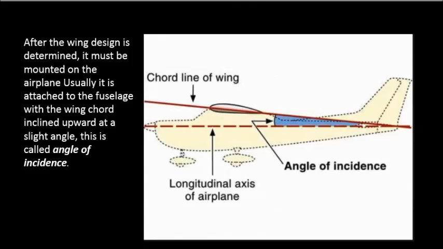Usually, it's attached to the fuselage with the wing chord. Back to our airfoil terminology, the chord separates the upper and the lower camber of the airfoil or wing. It's kind of pointed upward a little bit, and this point upward is called an angle of incidence. It's the angle between the longitudinal axis of the airplane, which is right here, nose to tail, and then they kind of angle it up a little bit. So the plane or the wing or airfoil already starts off with a little bit of an angle of attack.